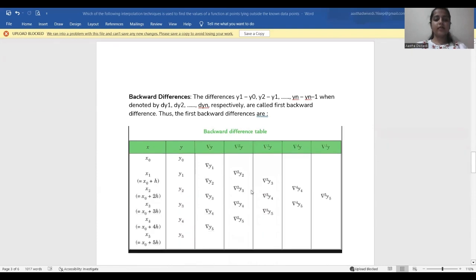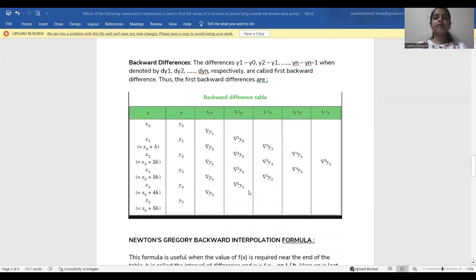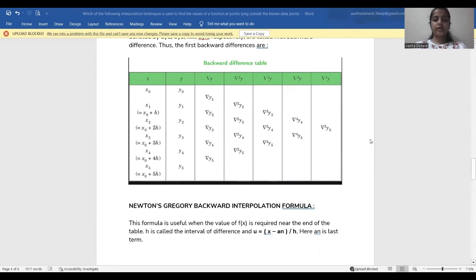Now, backward difference. The differences y1 minus y0, y2 minus y1, and so on, when denoted by delta y1, delta y2, respectively, are called first backward differences. Thus, the first backward differences are, according to this table, x0, y0, and so on.